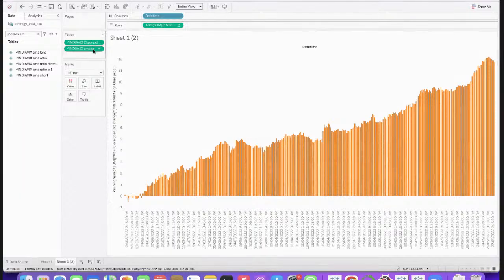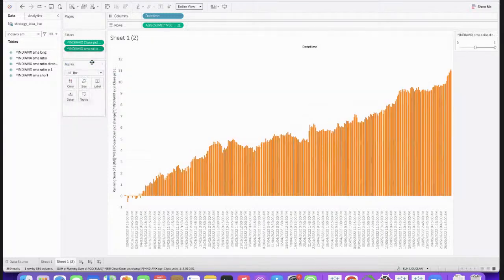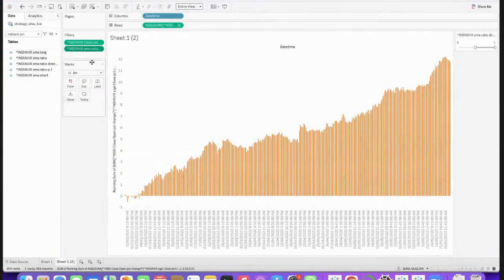So when SMA ratio is 1, I'll show the filter here. Now the SMA ratio takes care of the longer duration of the India VIX. So when it is an uptrend, then we'll take the position into it. Then it is working.